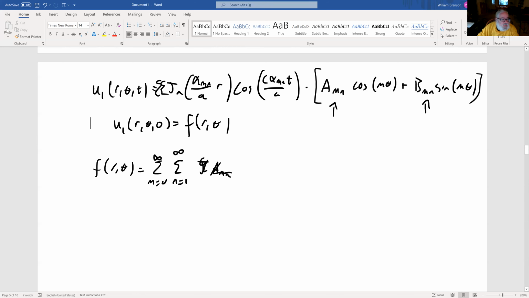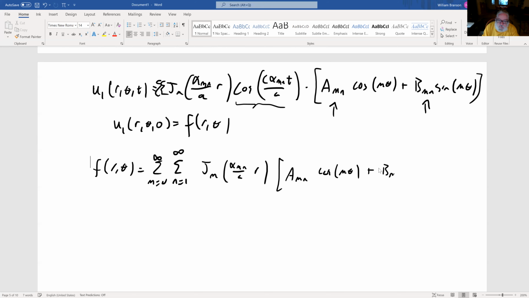Let me undo a little bit of that and think through what I'm doing. Okay, so setting t equal to 0 means that this term becomes 1. So I end up with J_m alpha_mn over AR times A_mn cosine m theta plus B_mn sine m theta. And I want to figure out what the A_mn's and the B_mn's are.